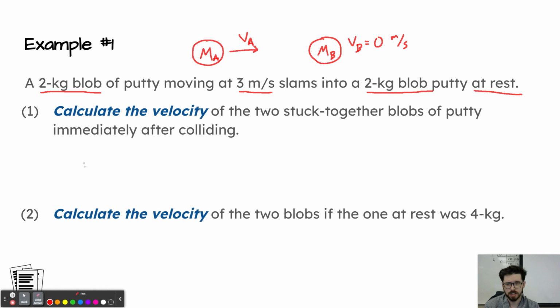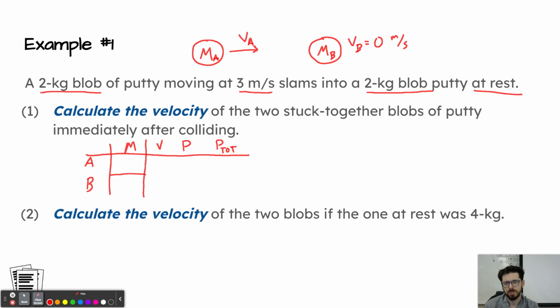I want you to write this in your notes, but you're going to have 2 rows, an A row and a B row. Next, you're going to write M as your first column, V as your second column, and P as your third column. Very lastly, you're going to have your total momentum right here. Go ahead and draw this table as I'm doing. Let's fill in the blanks.